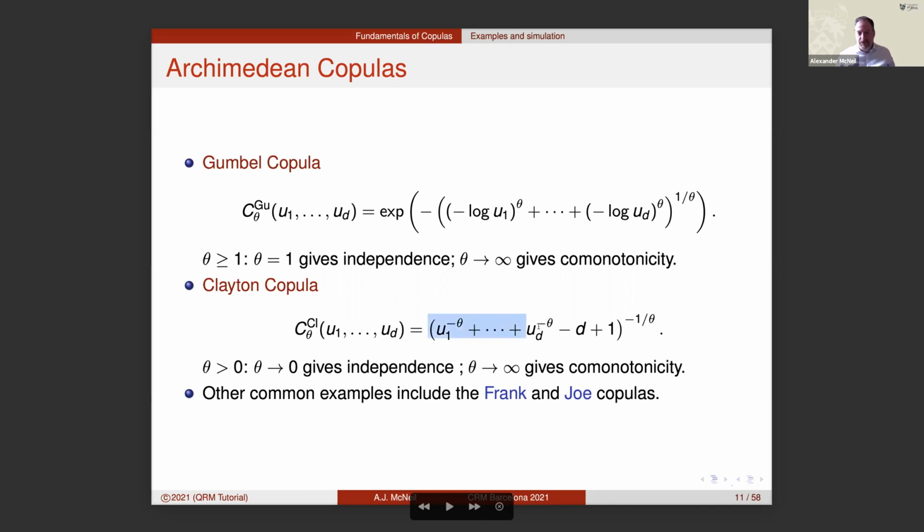And that has an even simpler functional form. It always has the property that it is a multivariate distribution function in its own right, and the marginal distributions are always uniform, as we'll see in the simulations that we do. There are other examples. Frank's copula and Joe's copula are quite well known, and there are quite a few other examples of Archimedean copulas. But those four will do to begin with.